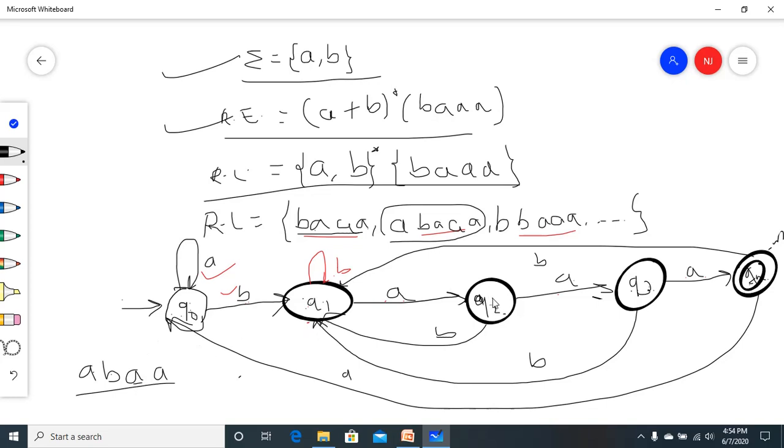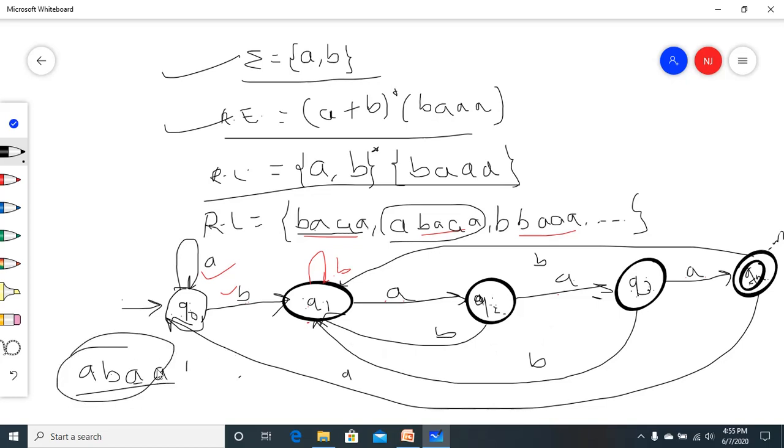Now we are in the Q2 state and we read the last character of our string, A, then we transit from Q2 to Q3. Now the string is over and we are in the Q3 state. So after reading the whole string, we are not in the final state, so we easily see that this string is not recognized by our automata and is not part of our regular language.